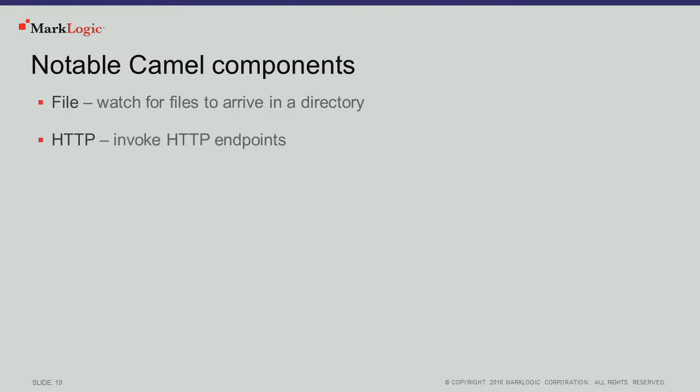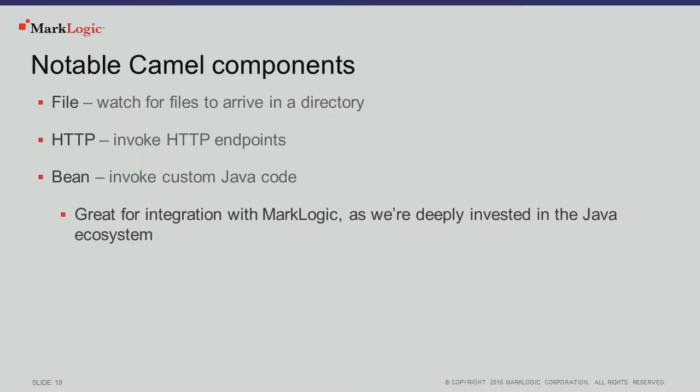There's an HTTP component, which is very handy for talking with the MarkLogic REST API. This is the simplest way to essentially integrate Camel with MarkLogic together. There's a bean component, which allows you to write any custom Java code that you want. This is a very good story for MarkLogic. A lot of the tools that we provide outside of the core MarkLogic product are Java libraries. Hence, it's very easy to integrate them into Camel.